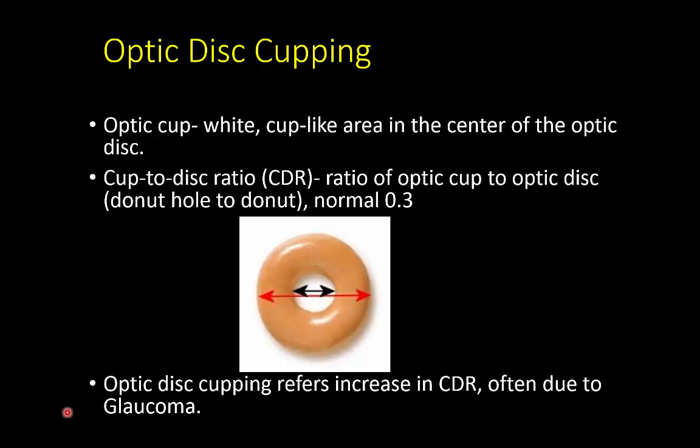In a normal individual, that cup to disc ratio is usually around 0.3. Up to maybe 0.5 in some situations might be considered normal. However, a cup to disc ratio more than 0.5 is abnormal. It can be seen in several pathologies, but most importantly, and the one you should know, is it can be seen in glaucoma. And why is glaucoma important? Because it is the most common cause of preventable visual loss.